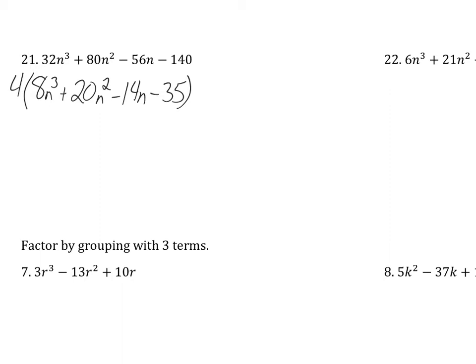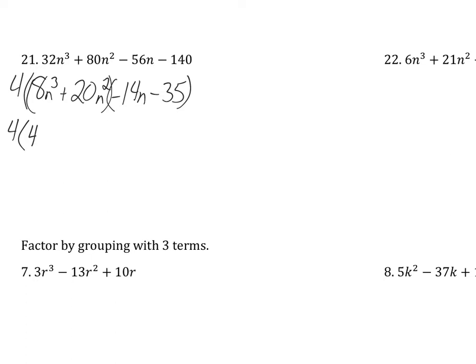All right, so next part. We are looking at this and we are saying we're splitting it in half. So let's go ahead and do this first half. So we have 4 parentheses 8n to the third plus 20n squared. The biggest number that goes into both of those is 4.